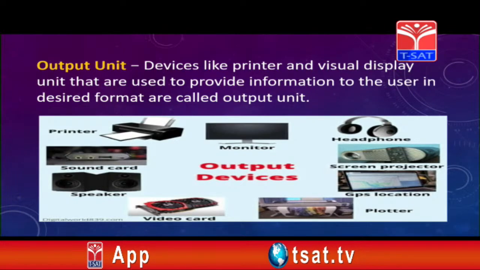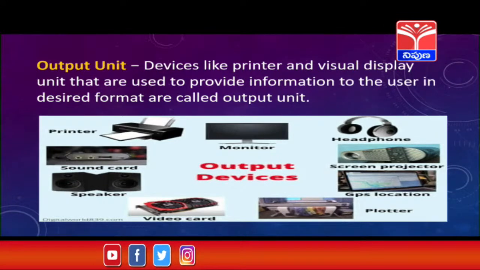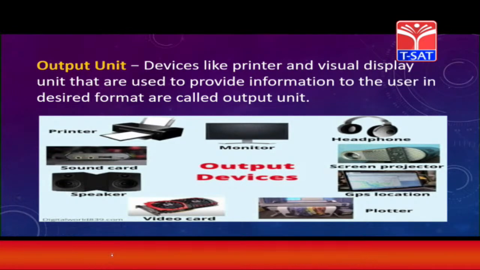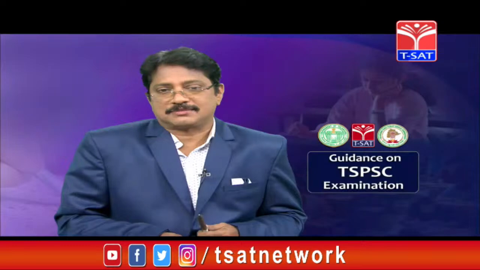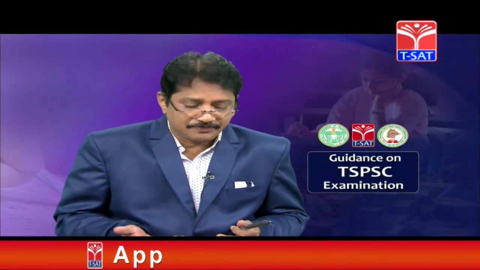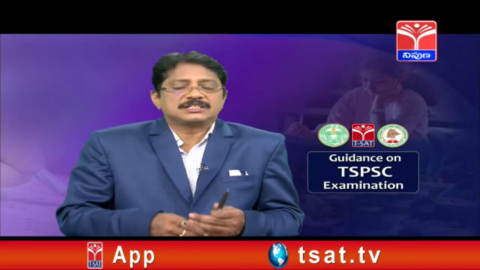So when you give a command to print, the printer is considered an output unit, and headphones are an output unit. The screen projector is an output unit, and GPS location is an output unit. The plotter, if you want to print big screens, those big flexes, generally we use this plotter. So the plotter is an output unit, and the video card is also an output unit. So these are the outputs.